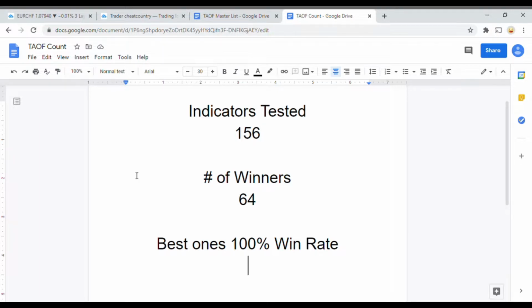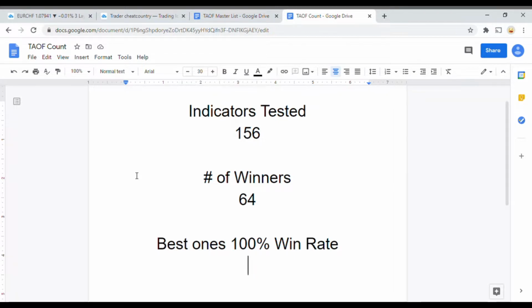So to date, we have tested 156 indicators. And out of those 156 indicators, 64 of them have been winners, which means that they have met or exceeded the 60% win-loss ratio threshold that we have set for them. The best ones so far were able to achieve a 100% win rate.